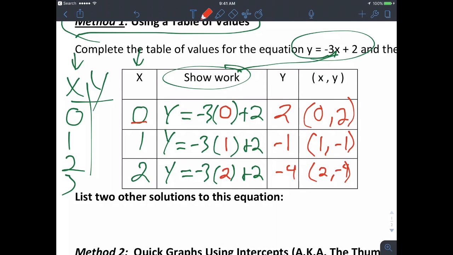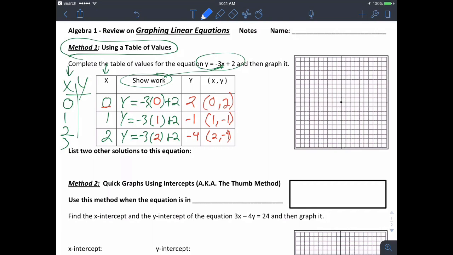All right, now that we have this, we can go ahead and graph it. So let's go ahead and plot these points. The first point is 0, 2, which is right here. Then we have the point 1, -1, which is right here. And then the next point is 2, -4, which is right here. Okay? Then you can go ahead and connect these dots together with a line. So this is what the line would look like.